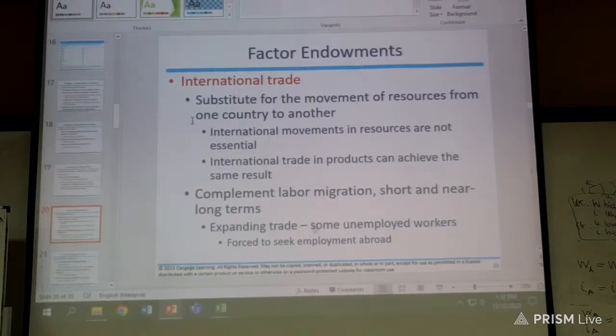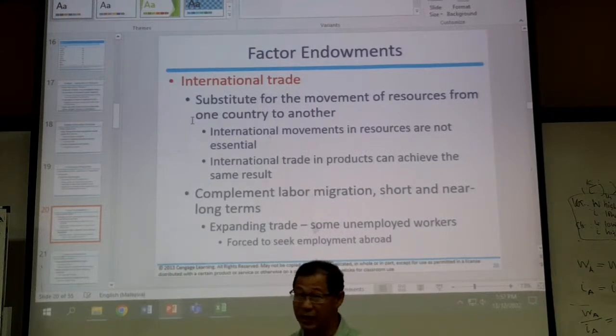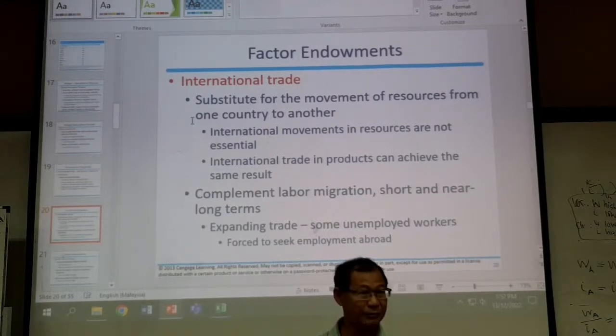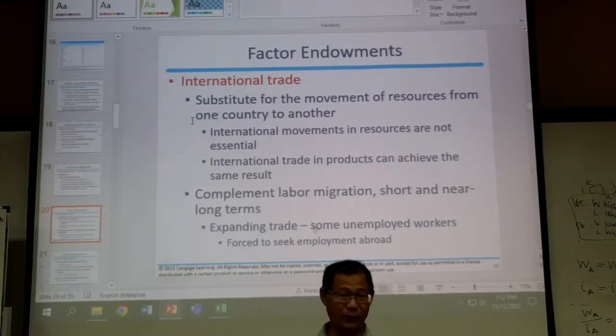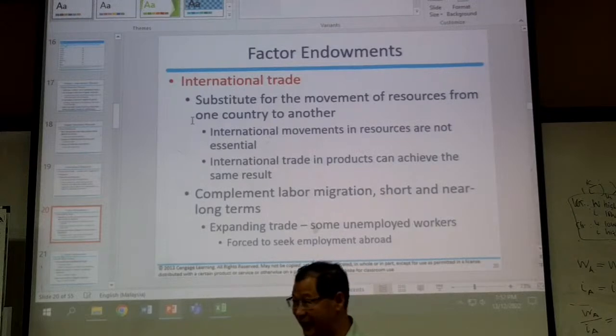International trade in products can achieve the same result if you want to achieve the same result, because we assume no migration. We can also assume migration and trade. That's even more beneficial, because Malaysia can focus on capital and technology intensive industries, while laborers from other countries move here and work in labor intensive industries. That will help in the long term, the theory says.